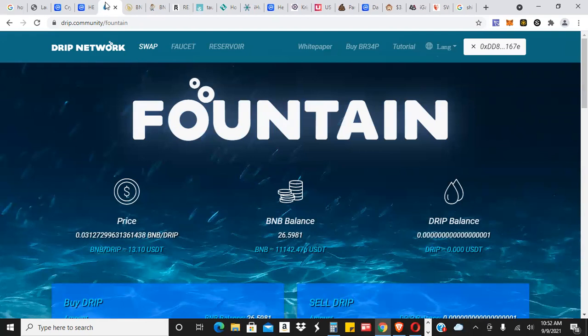Drip, $13.10. Seems $13 and change seems to be where the floor is going to be. I'm just going to continue to watch this a little bit over the next 24 hours. It's been sitting around 13 and change over the last 48 hours or so, almost 72 hours. If you're looking to get in, that would probably be a good entry point, especially if this is the floor.